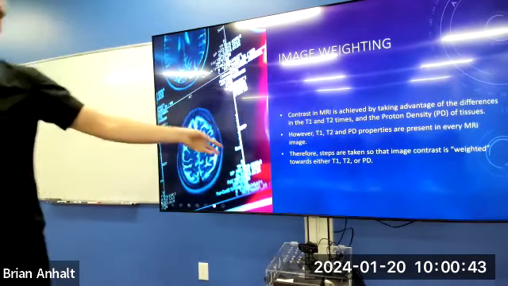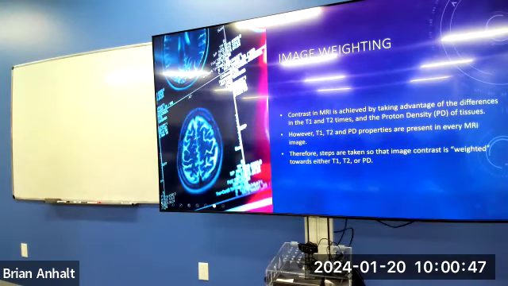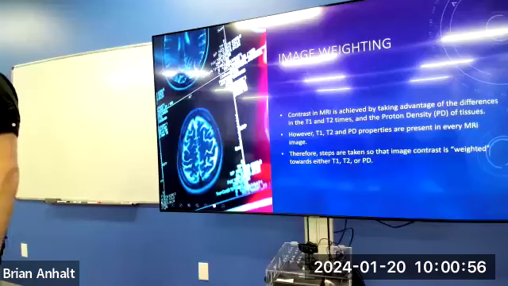So we take steps so that image contrast is weighted towards T1 relaxation, T2 relaxation, or proton density. Following me?